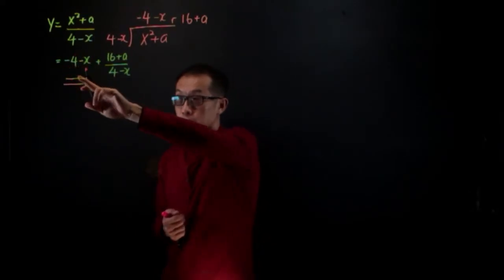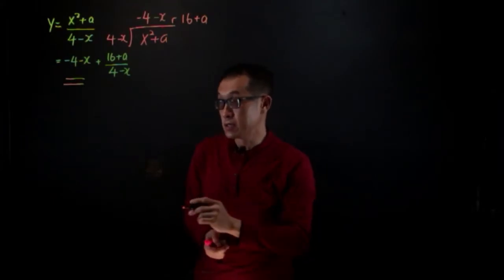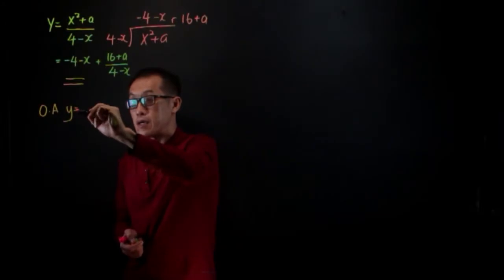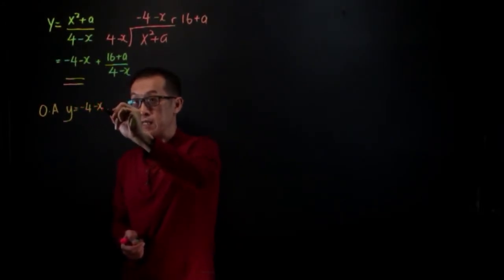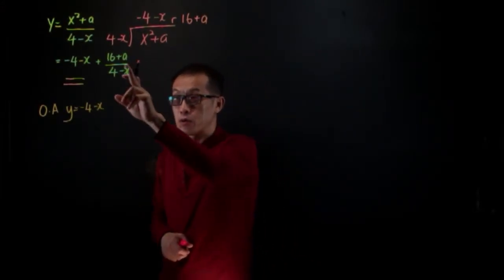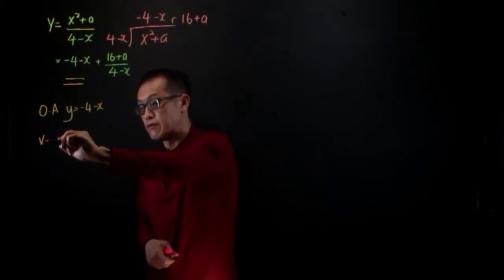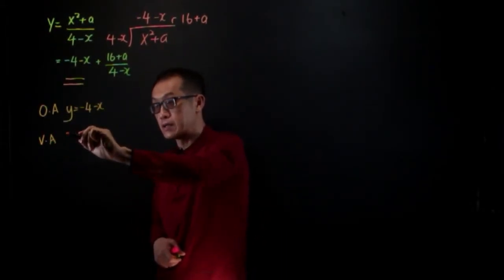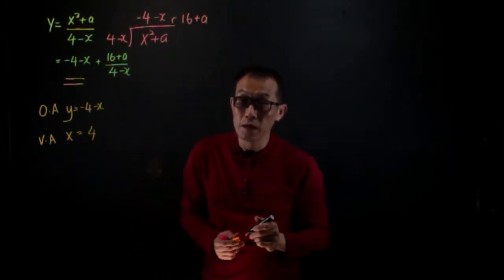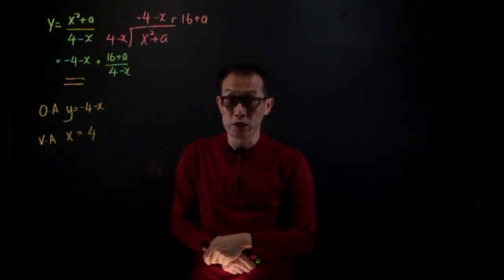Now in this case, it's an oblique asymptote because it's in the form of y equals mx plus c. So the oblique asymptote will be given as y equals minus 4 minus x. And for the vertical asymptote, it's very simple. You look at the denominator and you equate the denominator to 0. So the vertical asymptote will be given by x equals 4. Now let's move on to the second part of the question.